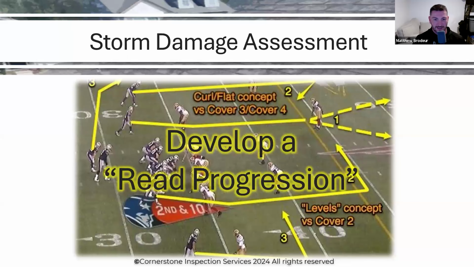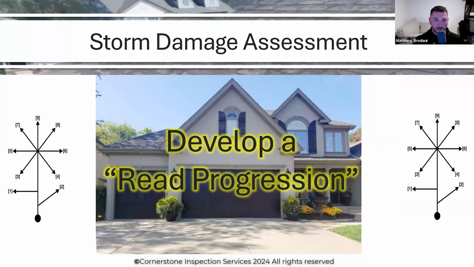Okay. You don't need to know any of this. There won't be a test. But the reason I use that terminology, aside from me playing college football, is because he develops this read progression long before he's standing on the field. So he has an internal mechanism that forces his eyes to go to the right place. And that's why I want to talk about a read progression as it relates to a home inspection, or in this case, a storm damage assessment, because I teach this concept.